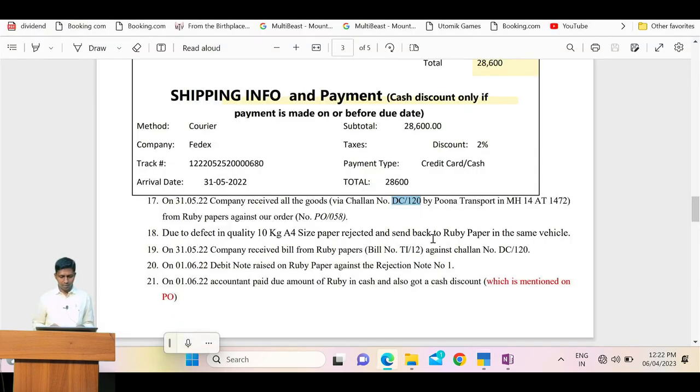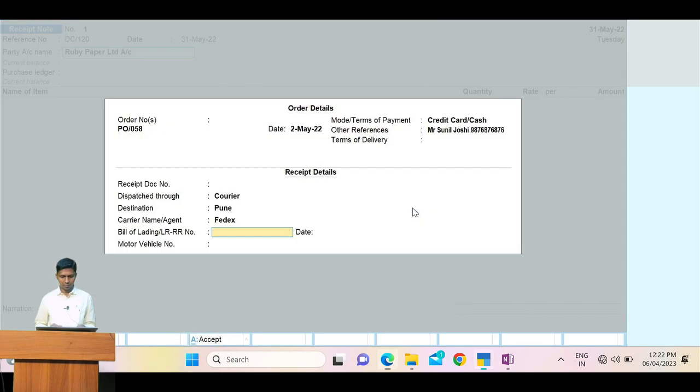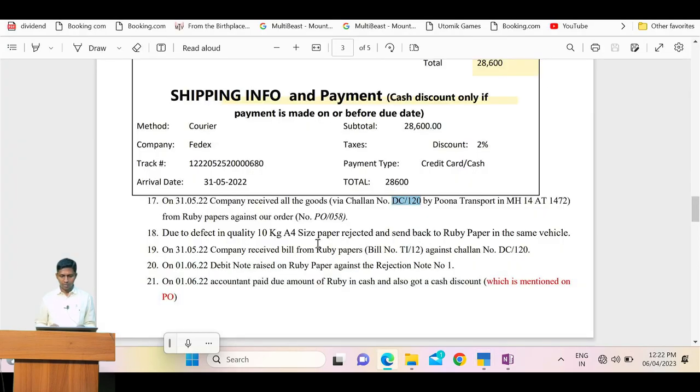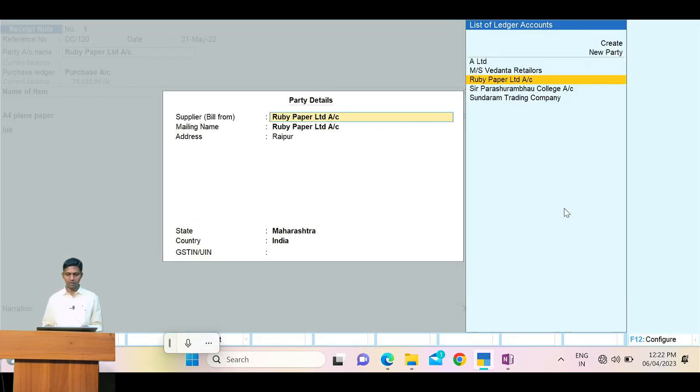Then LR number, do you have LR number? No, LR number is not given. Date: 31st 5. LR date, no, we don't have. Then vehicle number, do you have? Yes, we have vehicle number. Copy. In actual practice, we are required to write all the things.